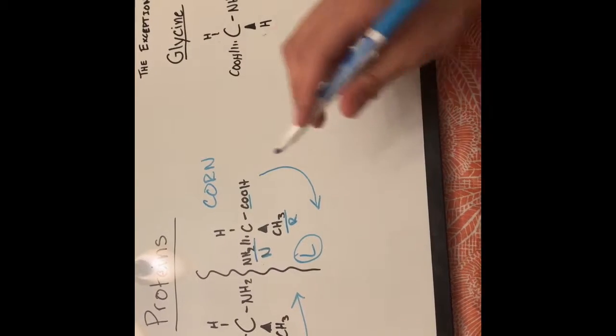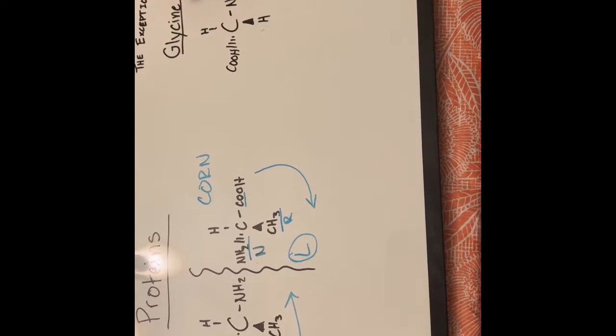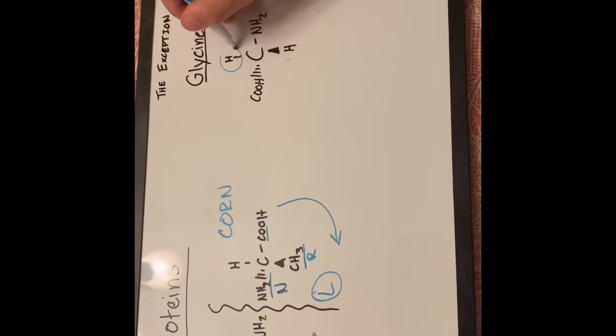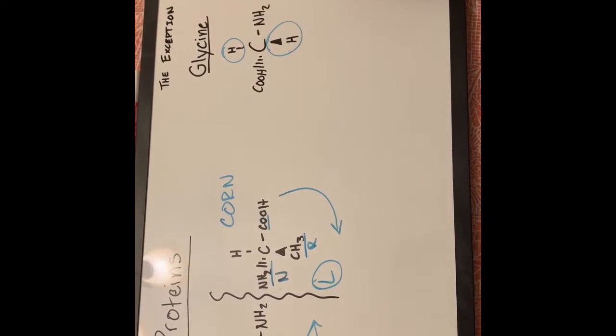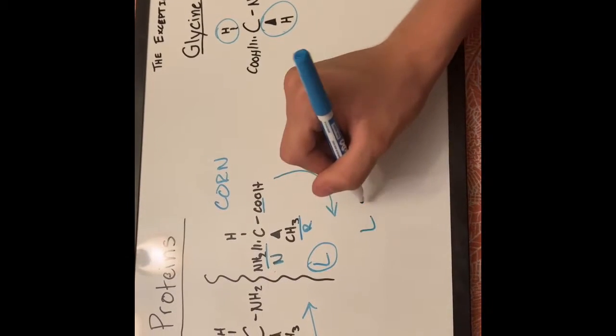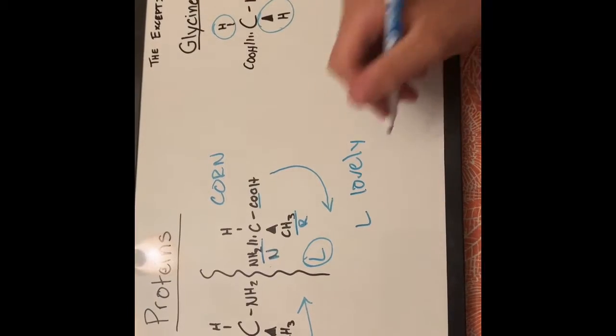Almost every amino acid is chiral. We do have an exception, which is glycine. Glycine is not chiral because it has 2 hydrogens instead of 2 different groups there. The one that's going to be found in nature is going to be the L group, because L is just lovely. And that's a very pro thing to do.